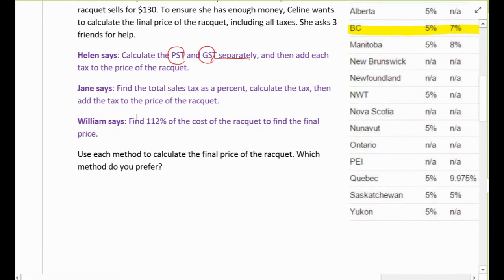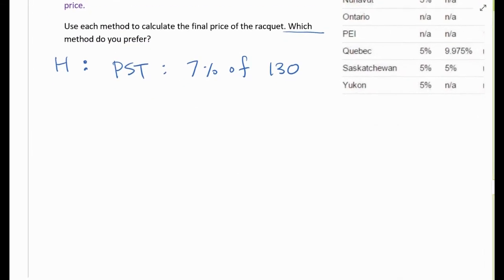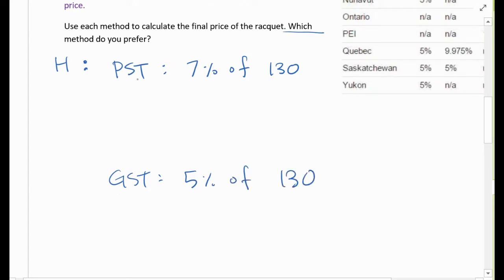So let's use 3 different methods to find the price. We're going to use each method to calculate the final price. Which method do you prefer? Okay, Helen's method. So let's calculate PST. PST is 7% of the price of the racket, which is $130. And GST is 5% of $130. Okay, let's calculate PST first.